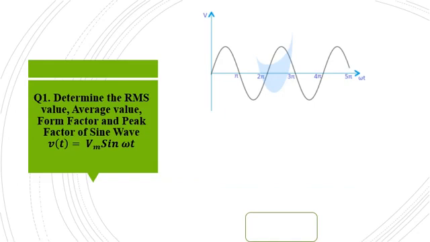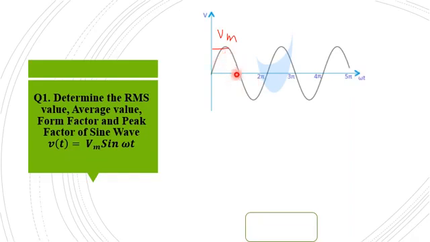Please go through this question. In this question, we need to find the average value, RMS value, form factor and peak factor of the sine wave Vm sin omega t. So here we can see that the maximum value of this wave is Vm. Vm is the maximum value of the sine waveform, and in the y-axis we are plotting V of t, and in the x-axis I am plotting omega t.